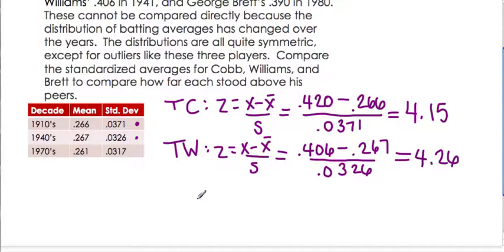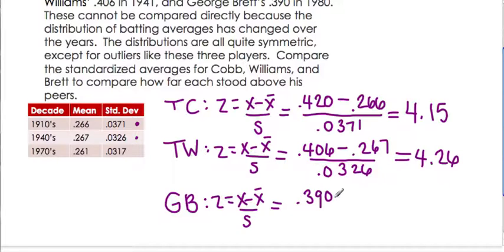And finally, for George Brett, his z-score is going to be his batting average, which was 0.390, minus the average for his decade, which was 0.261, divided by the standard deviation, 0.0317. And that gives me a z-score for Brett of 4.07.